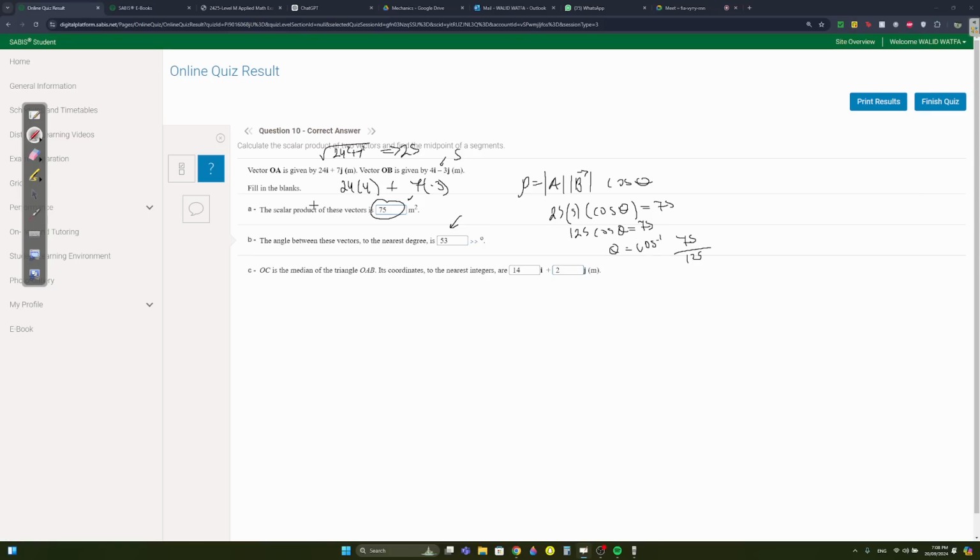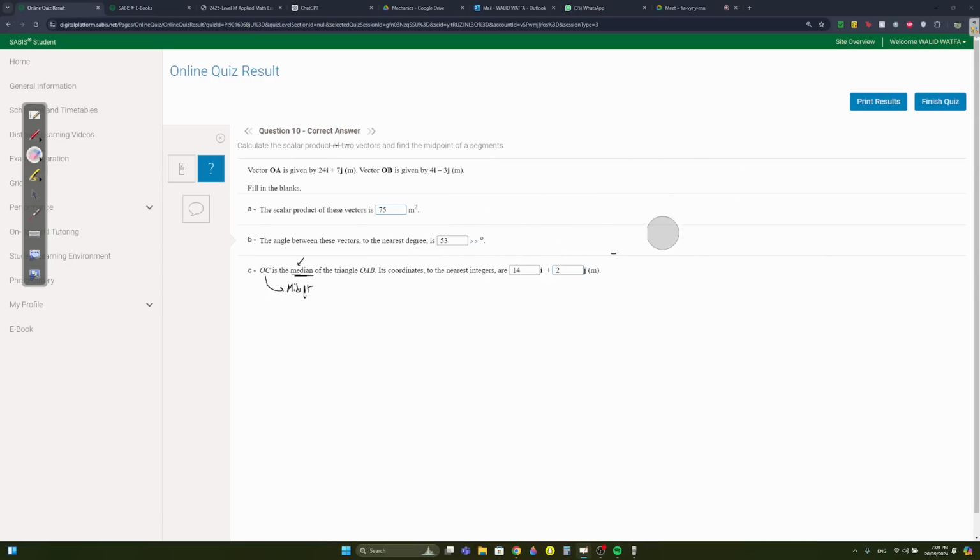OC is the median of the triangle OAB. Its coordinates are what? When you see median, that means midpoint. Okay, C is the midpoint. What's the midpoint between A and B? Here the midpoint would be x1 plus x2 divided by 2, so 24 plus 4 divided by 2, comma 7 minus 3 divided by 2. So you're going to get 14 comma 2.